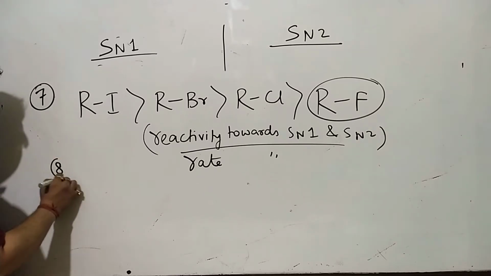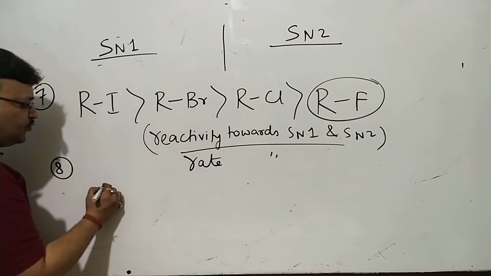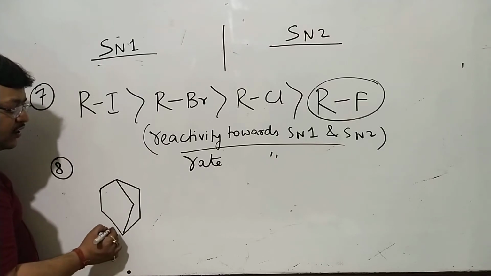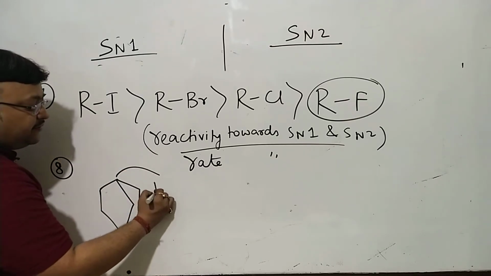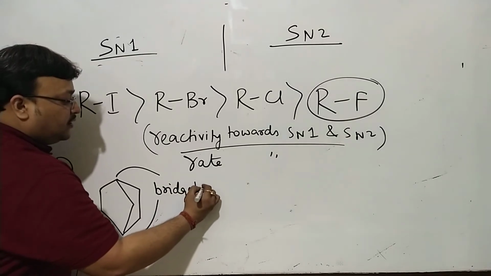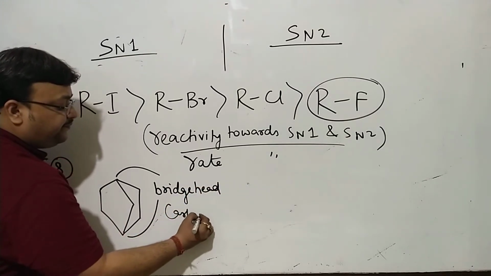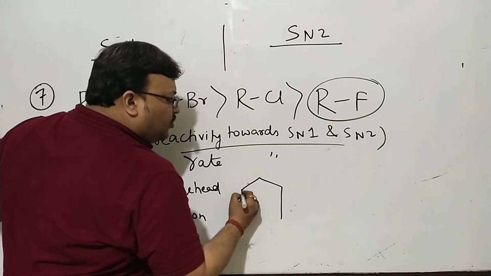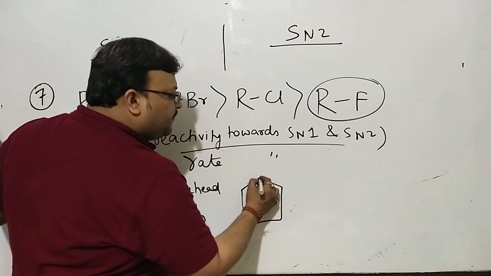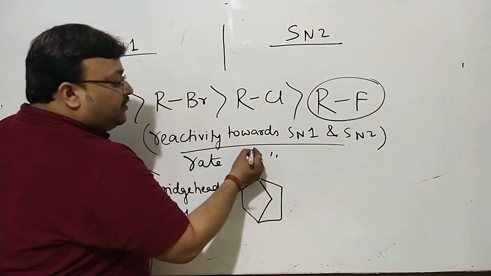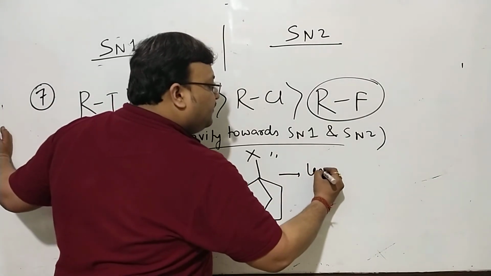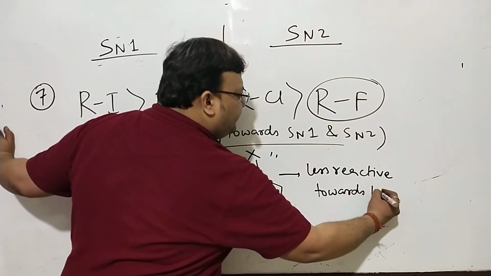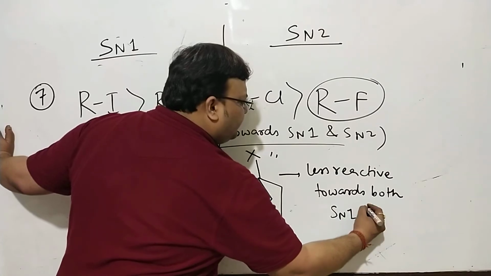A bridgehead carbon. What is a bridgehead carbon? If it's a bicyclo compound, these two are called bridgehead carbons. Now, if you have a halide where the halogen is attached to this bridgehead carbon, this is again going to be a common point. A halide like this, where halogen is attached to the bridgehead, is very less reactive towards both SN1 and SN2.